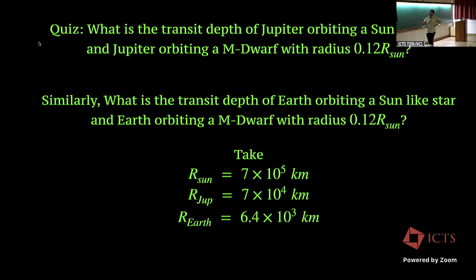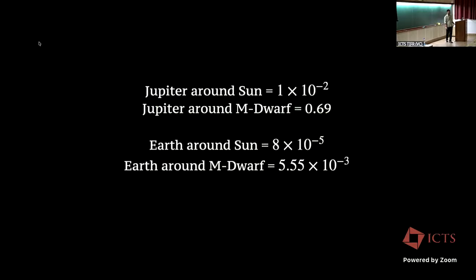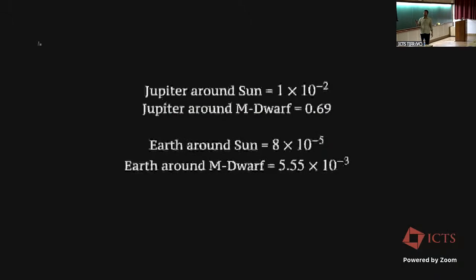So all the constants are given, whatever you will need to do this rough calculation. It's good to get these numbers in your head, I think. Do you get Jupiter around the Sun? Yeah, correct, 10⁻². But you look at Jupiter around an M dwarf, it's massive. And that is why it's easier to find Jupiter-like planets around M dwarfs, of course, if they exist. The transit depth is massive, so observationally, they are a very good target.